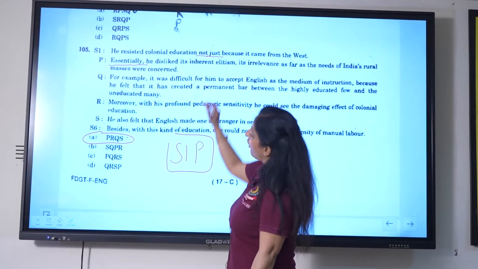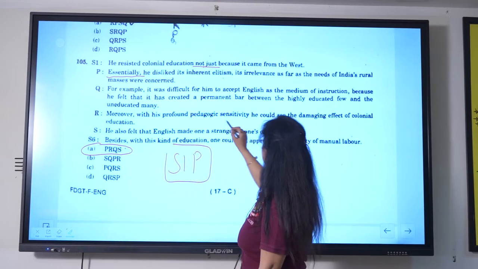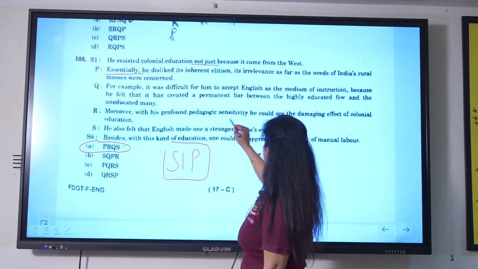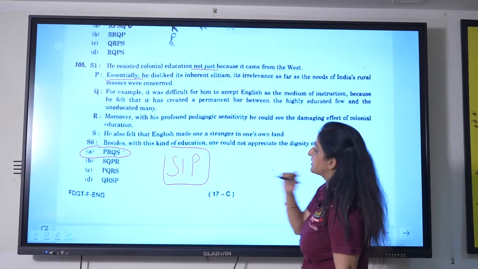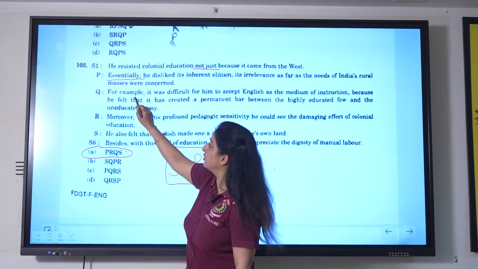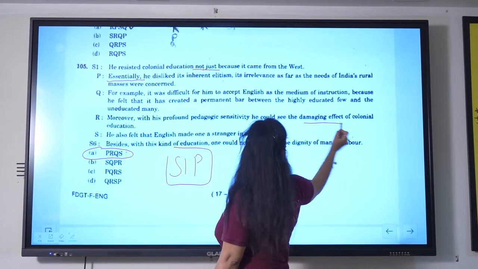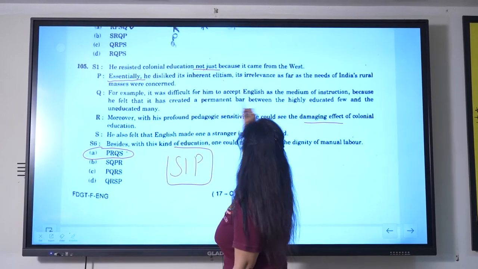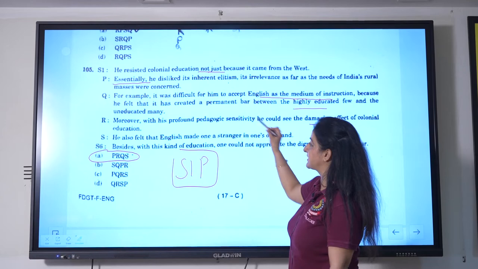Then all are connected in sequence. Then R says, moreover, with his profound pedagogic sensitivity, he could see the damaging effect of colonial education. And then this example is of R. Jo Q mein example likha hai, wo R ka hai. Ki kya damaging effect? Ye damaging effect. You know, English, this, that. It was difficult for him to accept English.